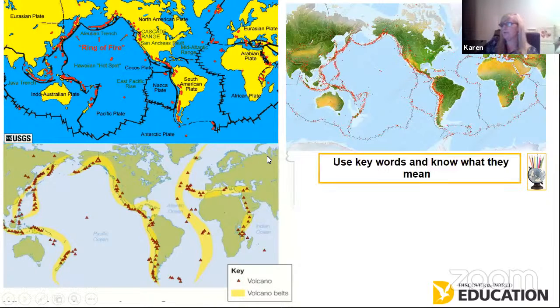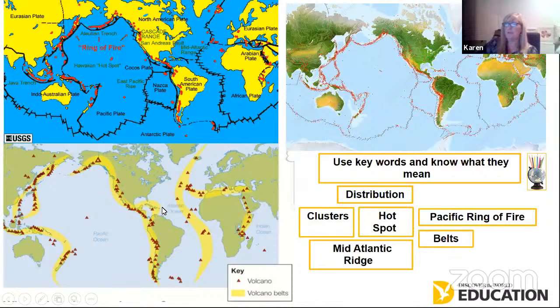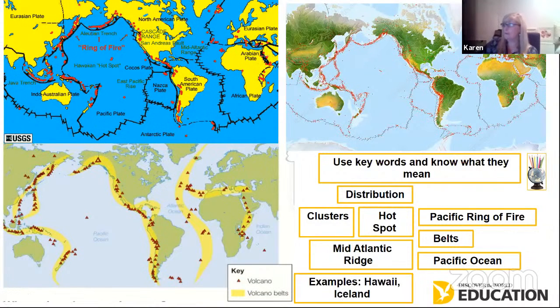Now, key words that you need to know here. Distribution. Where are the volcanoes? Where are the earthquakes? If we were talking about the distribution of volcanoes, we could say that they are along the western coast of North and South America. They lie in the middle of the Atlantic Ocean. They are in clusters. They are in belts. They are on the Pacific Ring of Fire. Occasionally, like Hawaii, for example, we're looking at hotspot volcanoes as well. Really important: the Mid-Atlantic Ridge, the Pacific Ocean. And you use examples, Hawaii, Iceland. So make sure you know these keywords when you're looking at where volcanoes and earthquakes are, and how they link to the plate margins. Make sure that you use these keywords here.